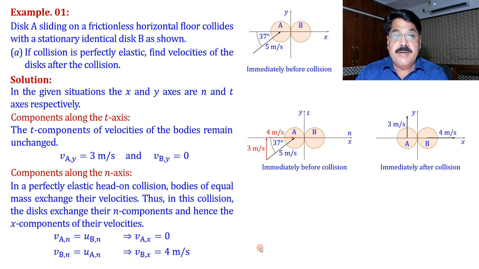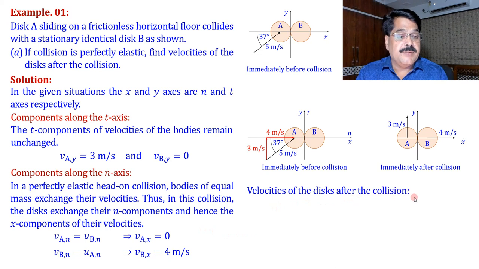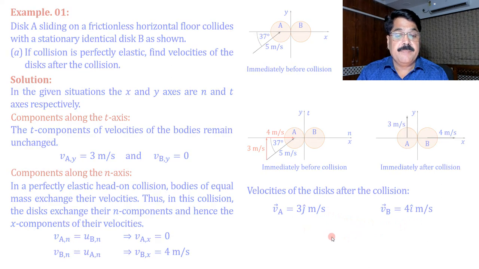and t components independently. Here, specifically taking equal masses and E equal to 1, we did not have to make an equation and do calculation for the n component, but in the next part we do the same thing. Velocities of the disk after the collision we can write here. So VA will be 3j cap meter per second and VB will be 4i cap meter per second.